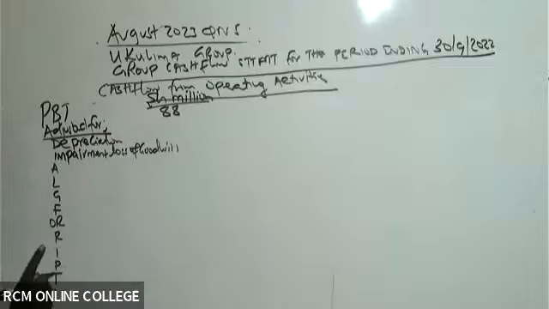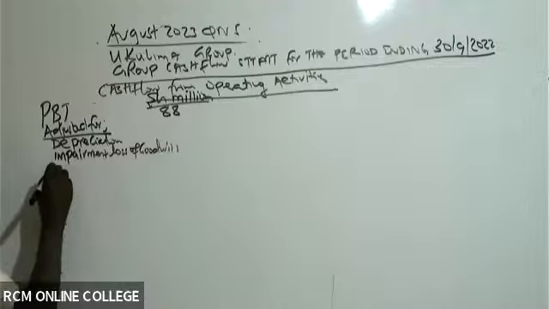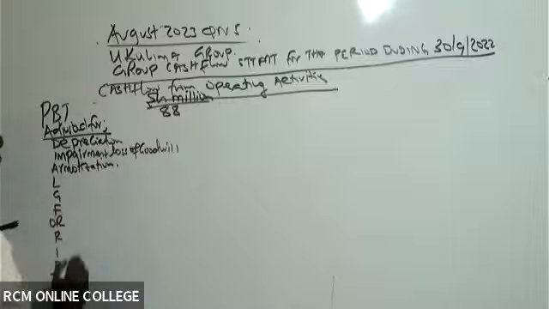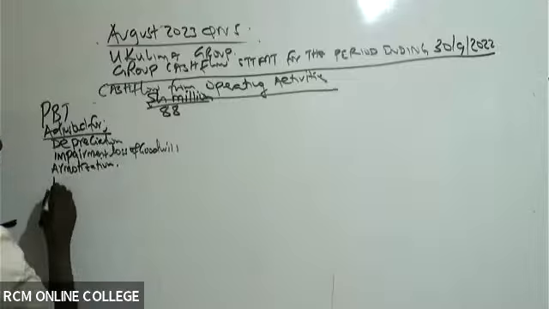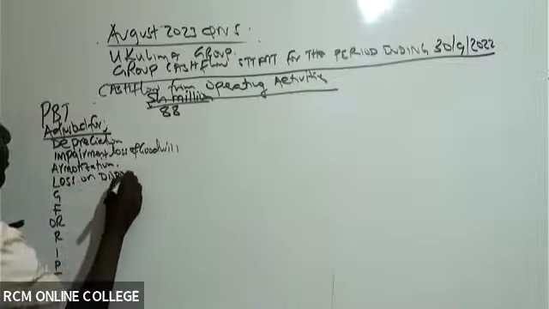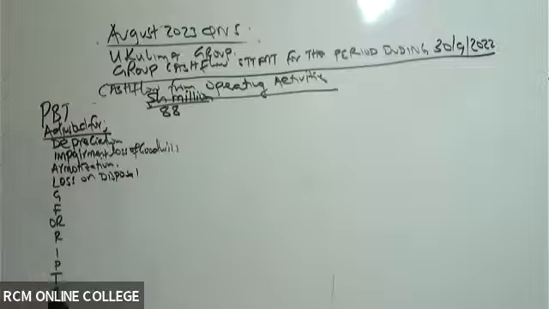Impairment loss of goodwill. It's only for goodwill. We have amortization here. Here we have loss on disposal. Anything you dispose, it could be a PPE item. It could be a subsidiary you have disposed and you made a loss. So loss on disposal.